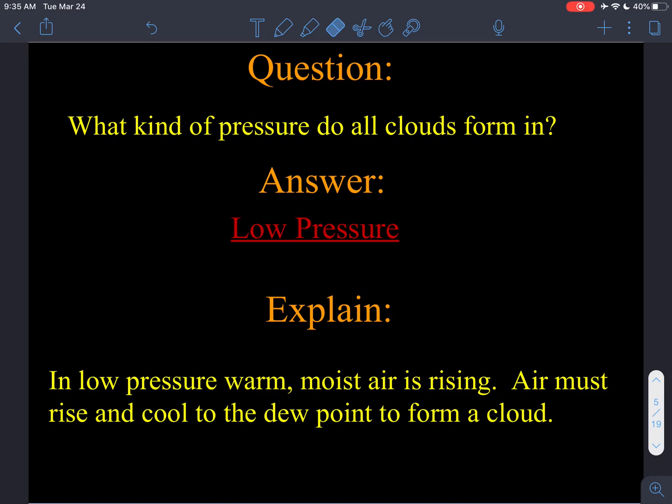So our explanation is when you have low pressure, right, warm air, it's usually going to rise. Now, when that air rises, it cools and expands and eventually cools enough to reach the dew point when condensation occurs and then forms tiny droplets, and then you get a cloud.